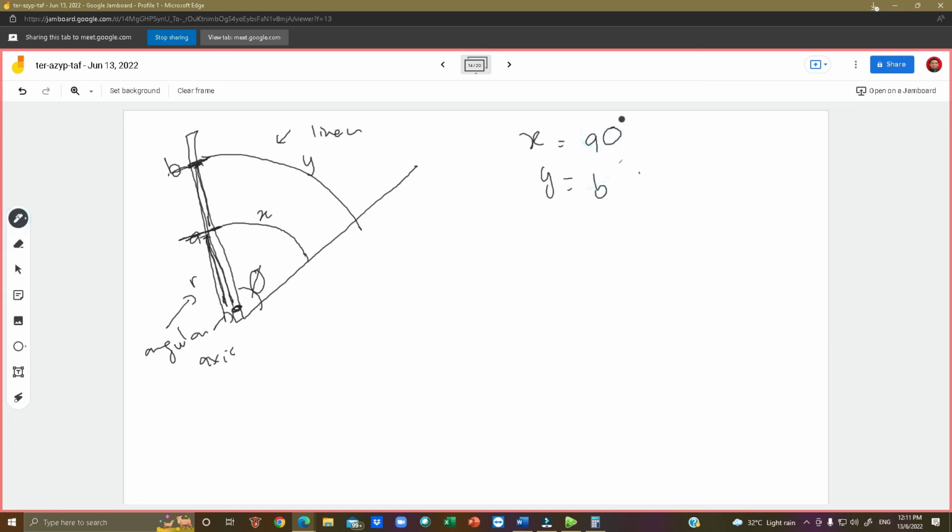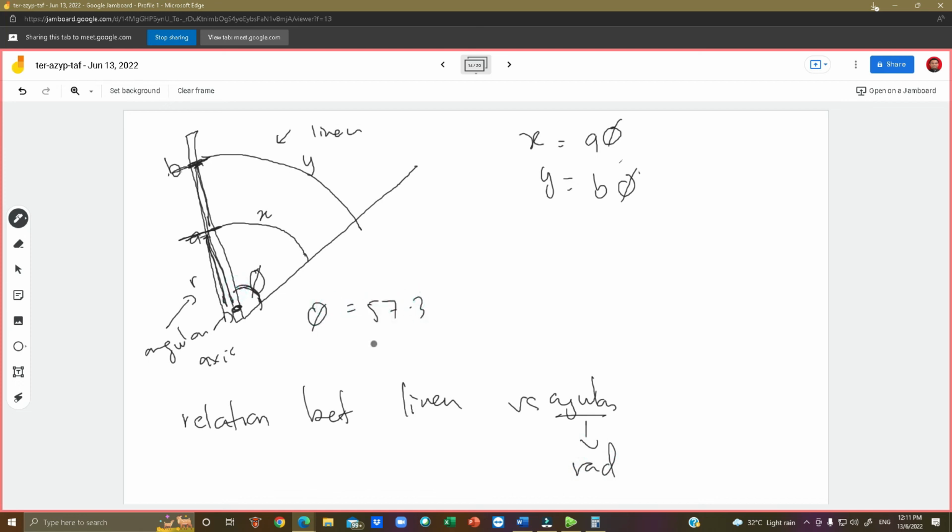A, B, theta. Okay. Contoh. Katalah kita ada theta dekat sini, 20 degree. Okay, now, when we go for any relation between linear versus angular, the unit for angular need to be in radian. Okay, katalah theta dekat sini, kita ambil yang paling mudah je, 57.3 sama dengan 1 radian. Now let's try to prove this. Okay, radius dekat sini 1 meter, radius dekat sini 2 meter.